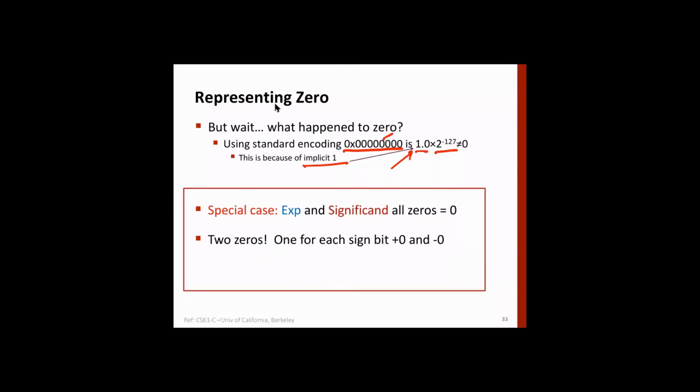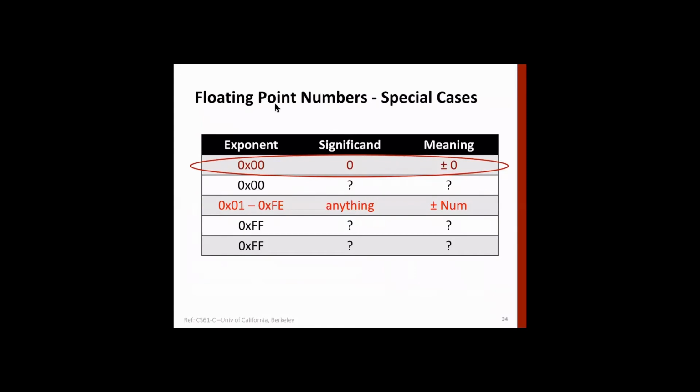So if all bits in the exponent and significand are zeros, then it is 0, and the sign bit could be positive or negative, 0 or 1. So basically we have two zeros, plus 0 and minus 0. We have a representation for both. Usually we code it as all zeros for 0. So this case is also done. We have represented 0.